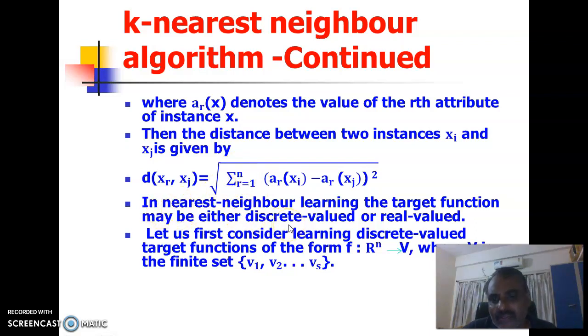In the nearest neighbor algorithm, the target function may be either discrete valued or real valued. Let's first consider learning discrete valued target functions of the form f: R^n to V, where V is the finite set v1, v2, and so on, vs. This is the classification set. The input instances are n-dimensional space instances, and the function maps R^n to the set V.